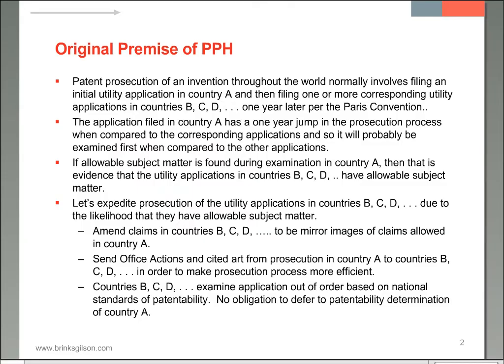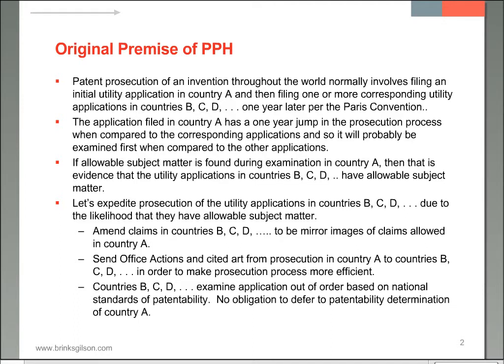Let's dive into this. So how does patent prosecution of inventions occur throughout most of the world? Typically, an initial utility patent application is filed in a certain country, and one or more corresponding utility applications are filed in other countries just before the one-year anniversary of the initial filing per the Paris Convention. The first filed application has about a one-year head start in the patent prosecution process, and there is a good chance the first filed application will receive an office action before the later filed applications receive a first office action.